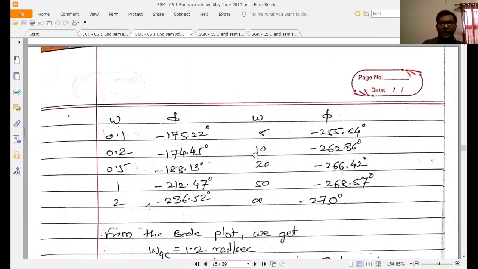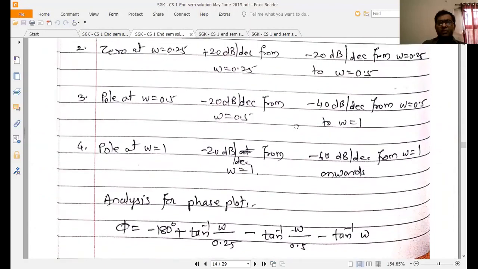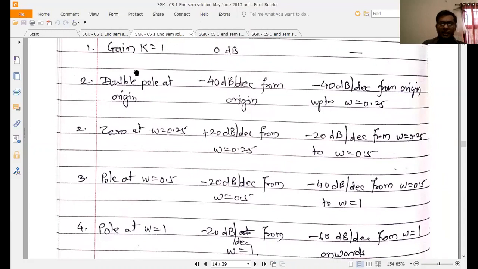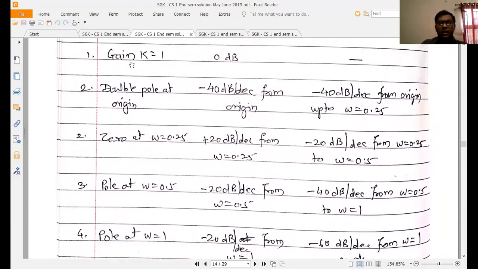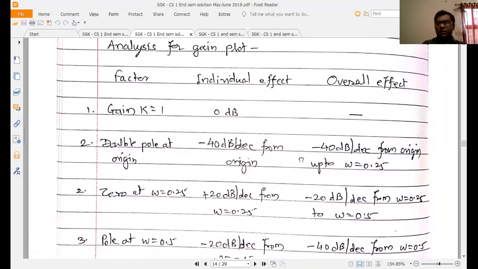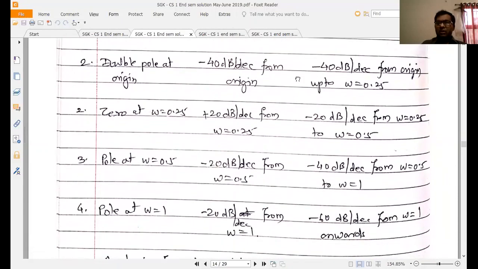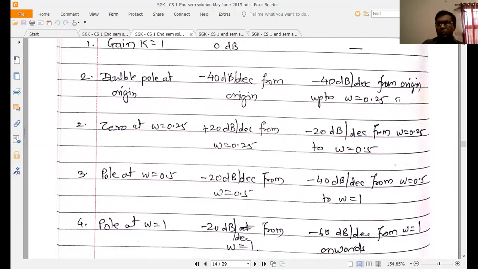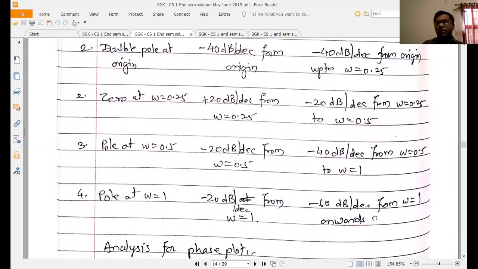So let's again take a look at the table that we have just prepared. Once you write this table correctly, with the gain, all the factors, their individual effect and their cumulative effect, you don't need to look at the first two columns, only the overall effect has to be taken care of. Okay, so that is what we will see now. Remember, we have sorted this table according to our cutoff frequencies. Here there was nothing, here it is up to 0.25, then 0.5, then 1, and then from 1 onwards.